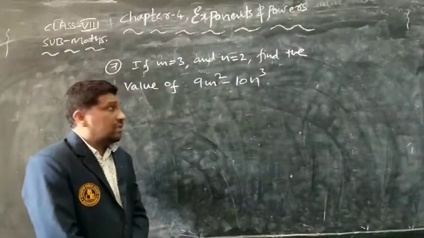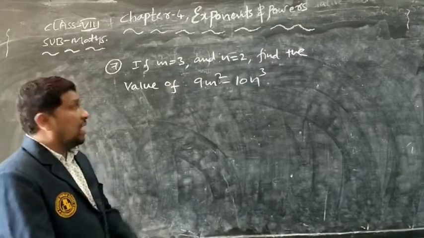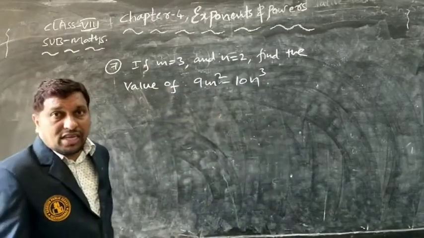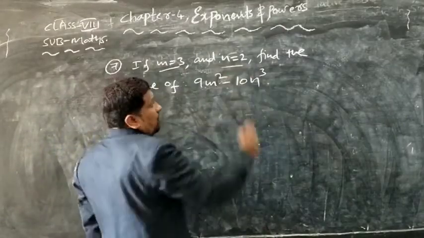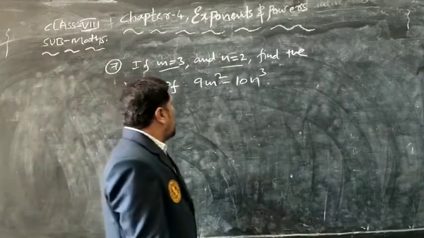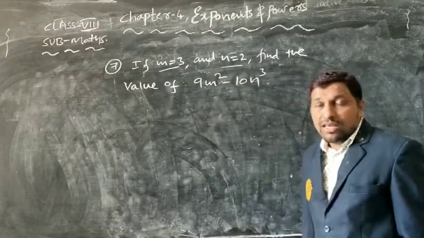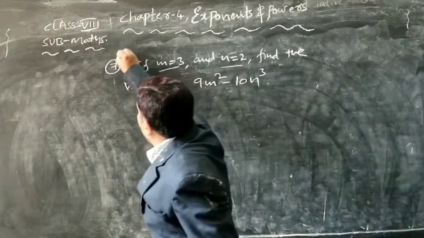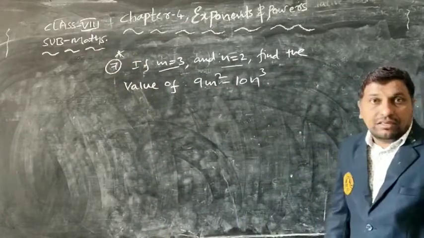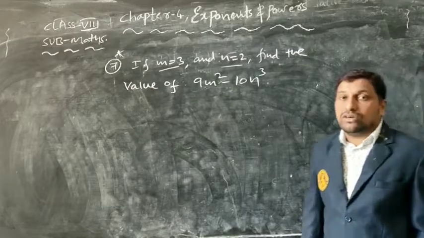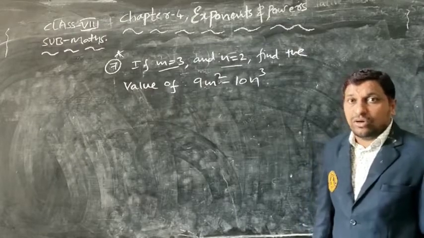So what is my problem is, if m is equal to 3 and n is equal to 2, here m, n values are given, find the value of 9m squared minus 10n cubed. Okay, this is an important problem. How to solve this problem? m, n values are given. What is m value? m is equal to 3 and what is n value? n is equal to 2.